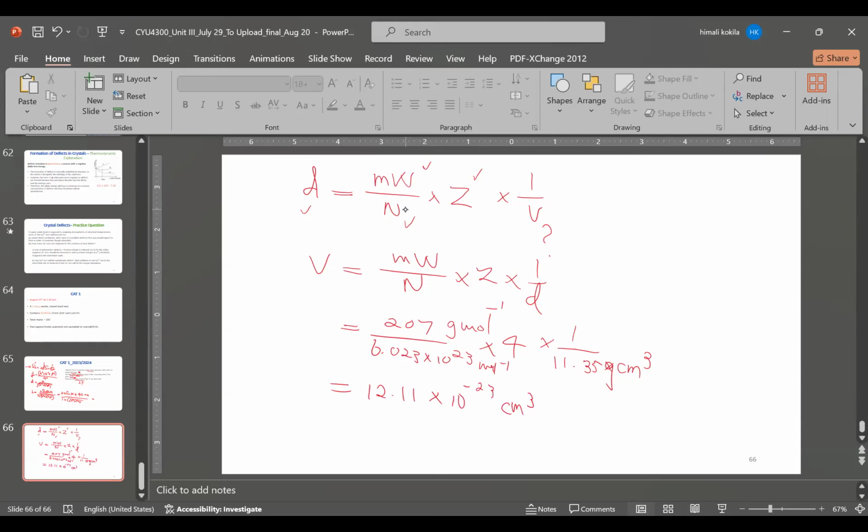Then the next question is, they are asking us about the unit cell length. This is the volume. What is the unit cell length? Since this is a cubic unit cell, if the unit cell length is A, this is equal to A cube. So in order to get A, you are going to take the cube root. Here it will be coming to 4.95 into 10 to the power minus 8 centimeters.